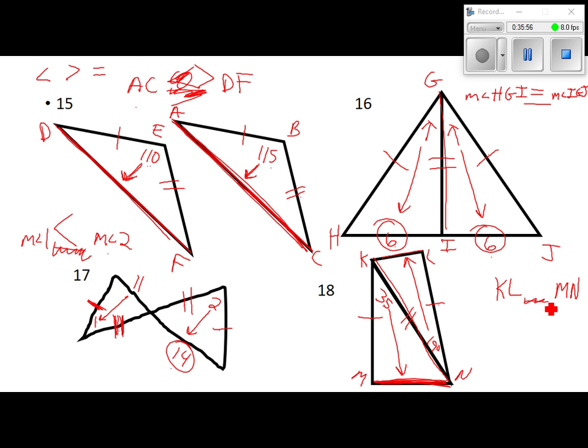And again, let's get rid of that. So the MN has to be the bigger one, so the open end is going to go towards that, and it says KL is less than segment MN. So KL has to be shorter than segment MN.